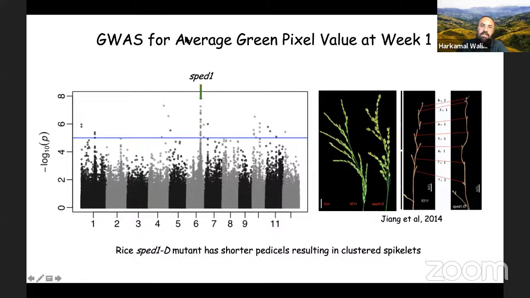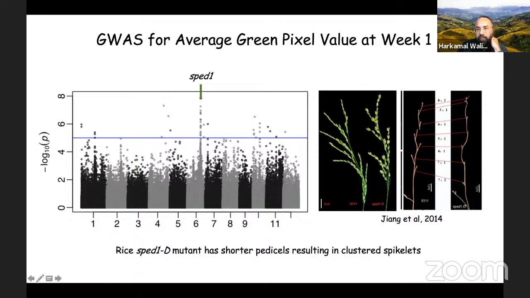So in this case, we looked at the average green pixel value at week 1, which should give us a sense of the biomass. And what we found in one instance, and there are several big peaks, was that SPED1 was one of the top SNPs, located in SPED1. That's the gene that's been reported previously in rice to regulate pedicel length.